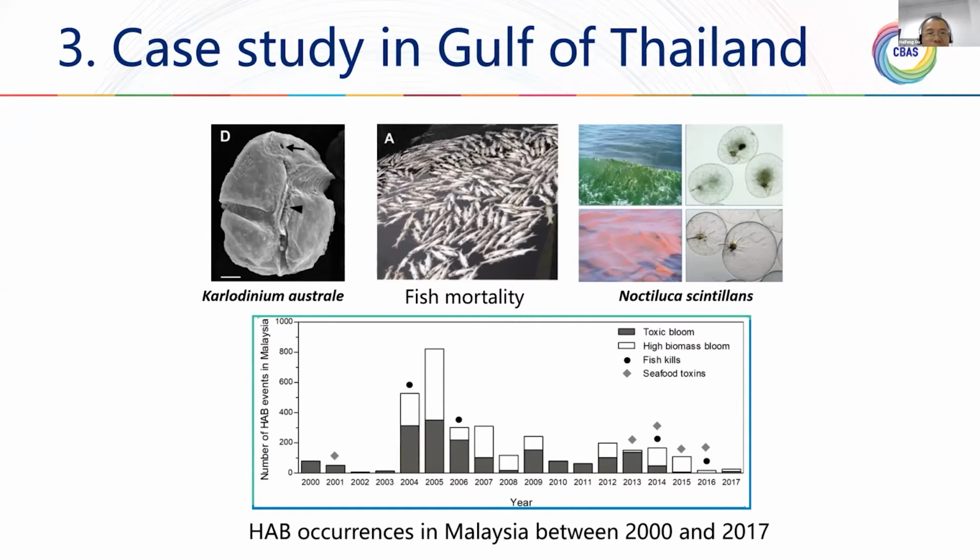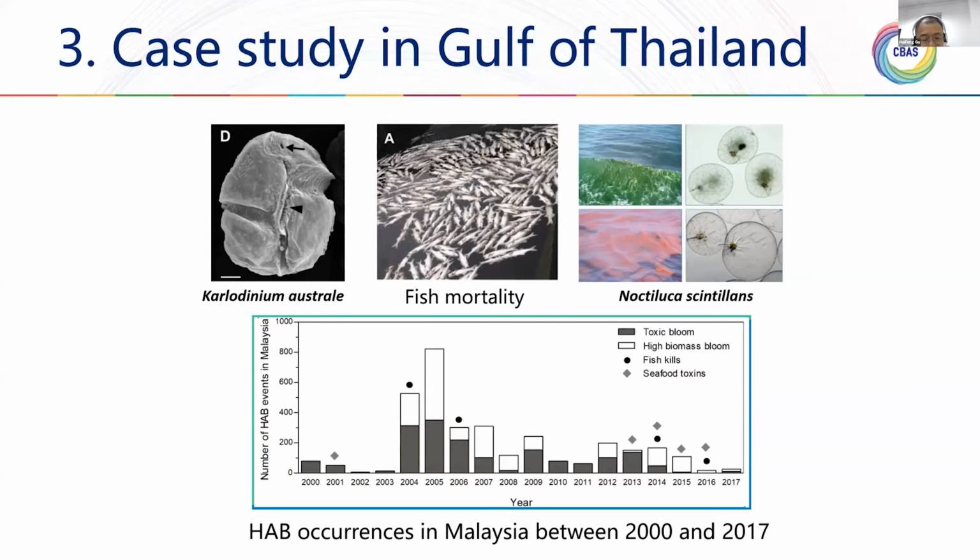So I will introduce a case study in the Gulf of Thailand. Harmful algal blooms are one of the consequences of eutrophication. From the lower figure, we can see that the number of HAB events reached a maximum in 2005 and decreased sharply afterwards in Malaysia.